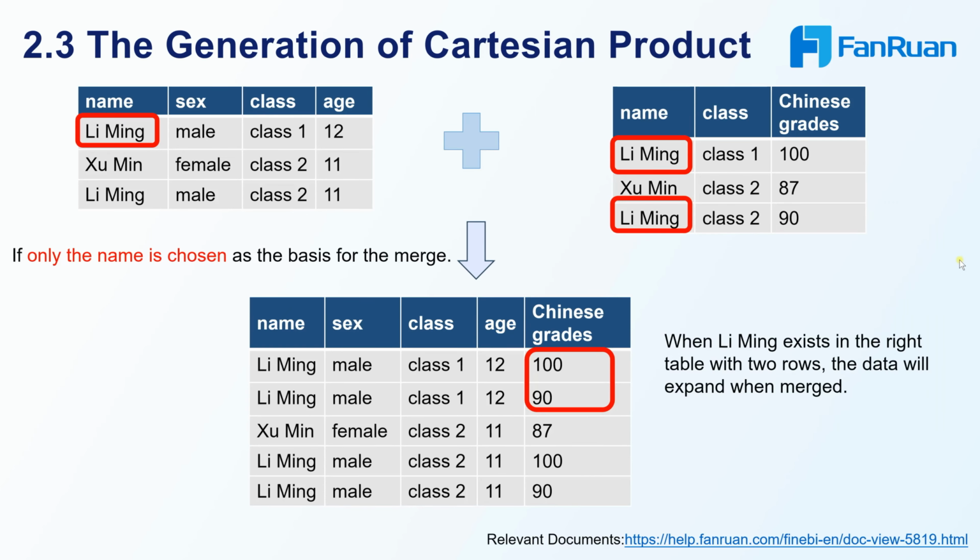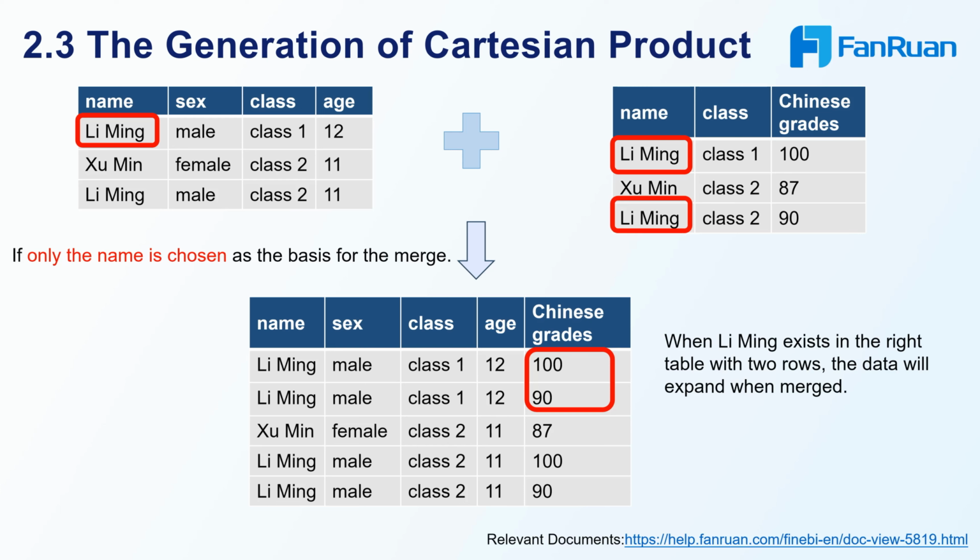The left table is a student dimension table, and in this case, both Class 1 and Class 2 have a student named Li Ming. So there are 2 rows for Li Ming. The right table, for clarity, only contains the Chinese language score. And again, both Class 1 and Class 2 have a Li Ming with Chinese scores. Now, if we only use the name field as the merge criterion, what kind of result do we get? We'll get the table shown below.